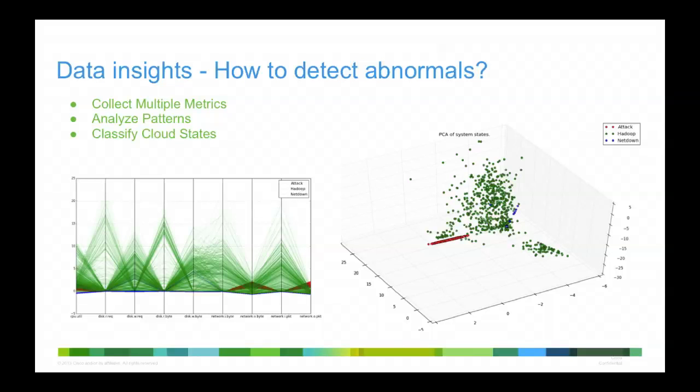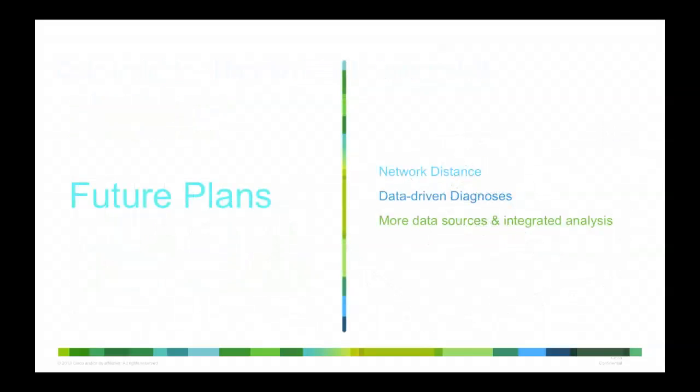So this is pretty much all of the research that we have done. And for future plans, we are planning to make use of the network flow information to help estimate the network distance. Here we define the network distance as a kind of relationship between two network entities, especially for optimization purposes.